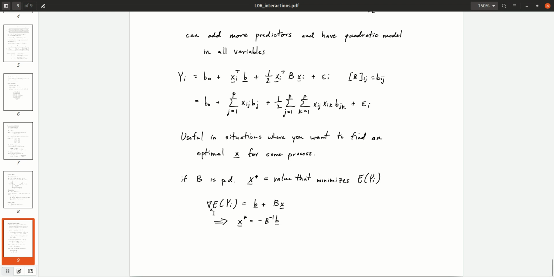Now you can write out what that optimal value is. If you take the gradient of the expected value of yi, this just means take the partial derivative of the expected value of yi with respect to each xij and put them in a vector. And then you have to set that equal to 0. So the gradient is this thing, b plus big B times x. If you set that equal to 0, then the optimal value is going to be x star equals minus B inverse lowercase b.